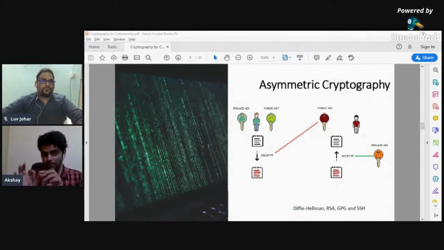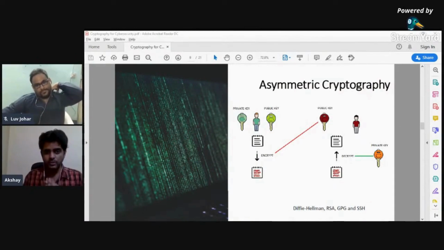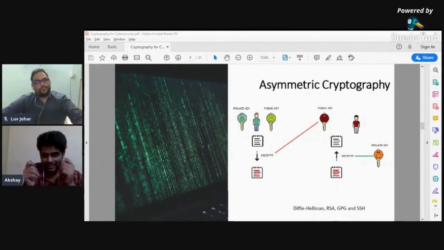So through asymmetric cryptographic algorithms, you can generate keys, the key pair of a public and a private key. The public key will be used to encrypt the text which A wants to send to B, and the private key will be used by B to decrypt the text. Does that make sense? Is that clearer?